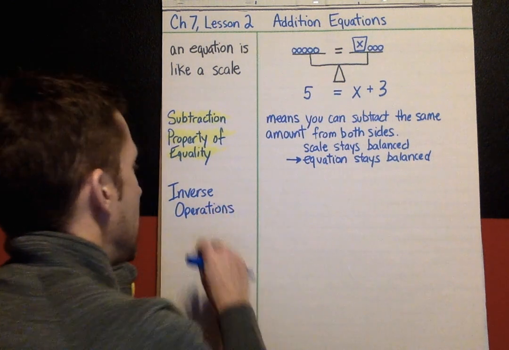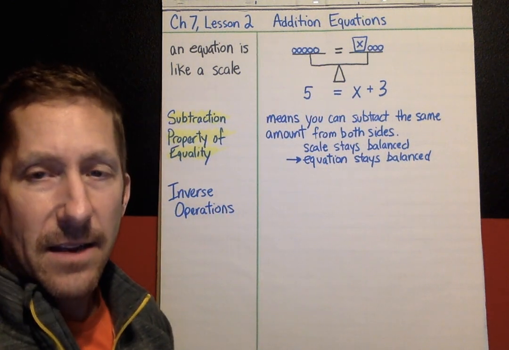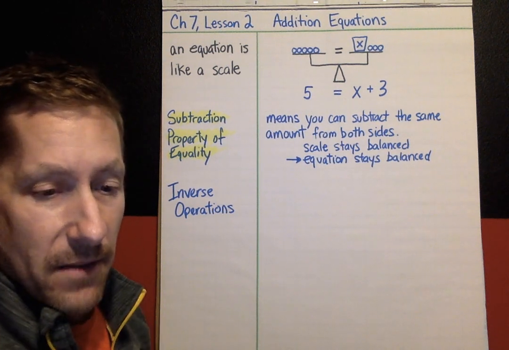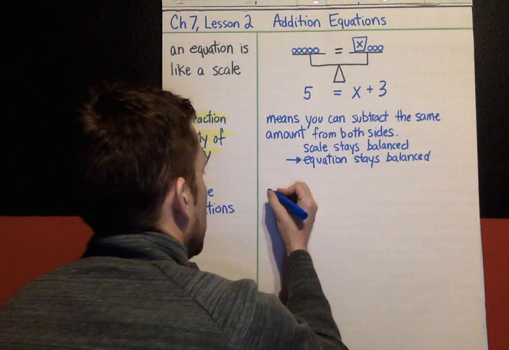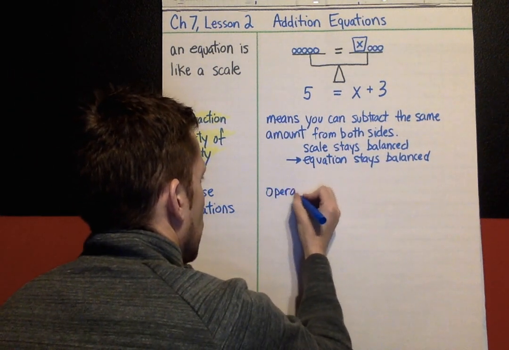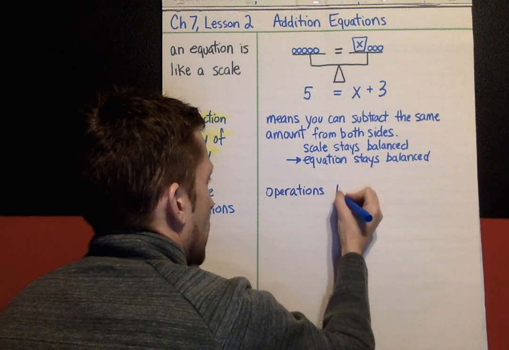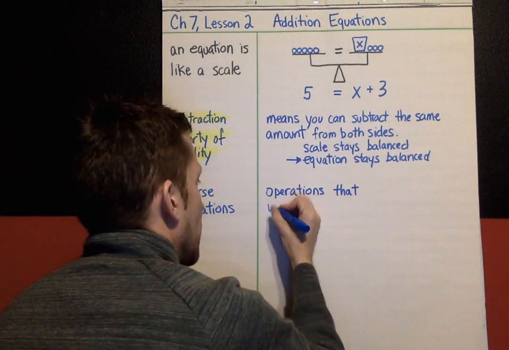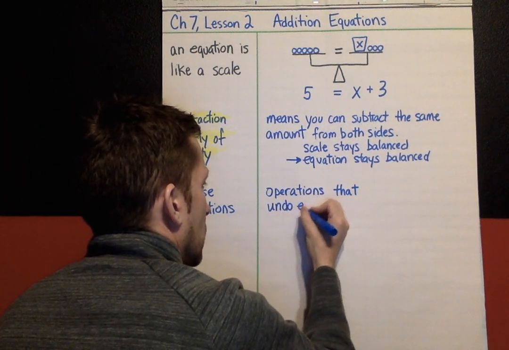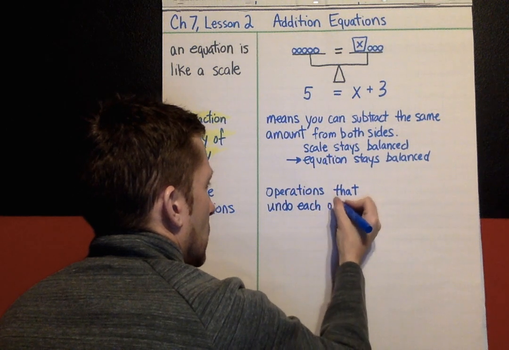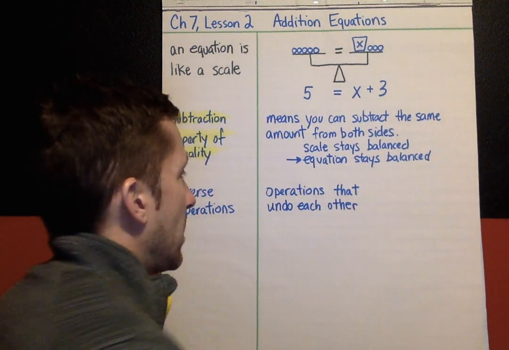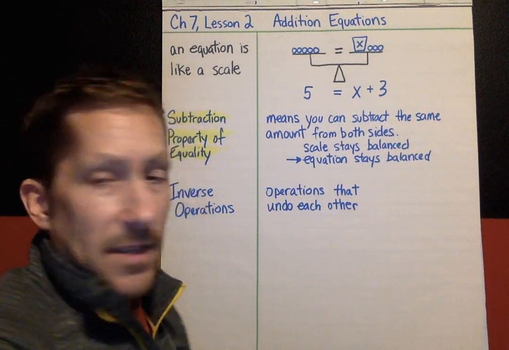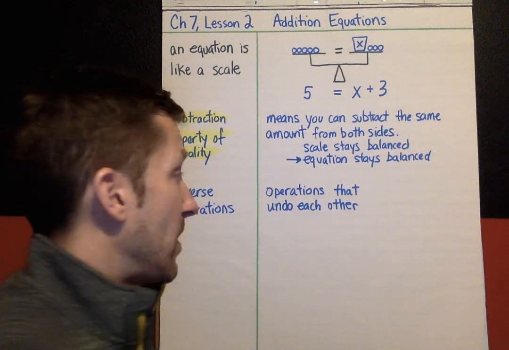So I'm going to write that over here. A lot of kids like to think of that as opposite, but the word is inverse. Inverse operations are operations that undo each other. And most of the time, kids can guess what the inverse operations are.